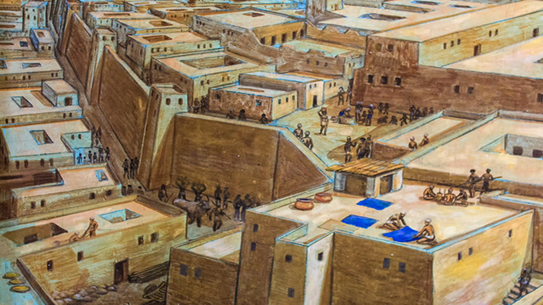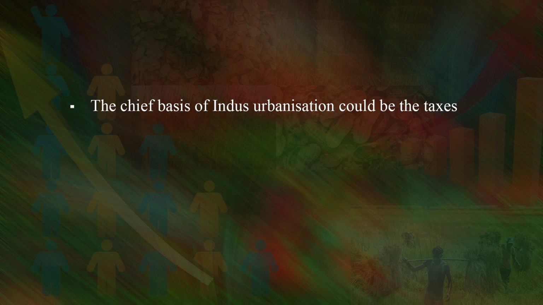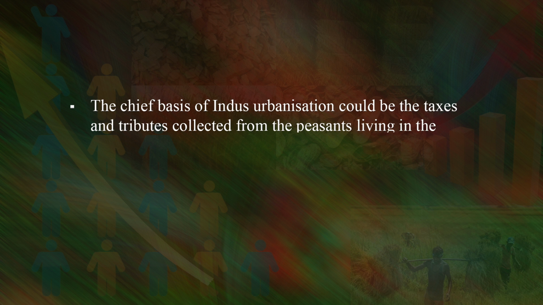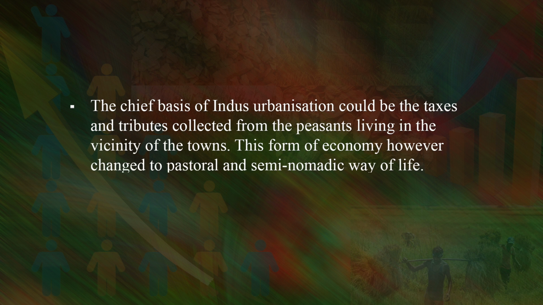This is testified by the existence of granaries at various Indus towns. Potters made earthenwares and metal workers manufactured articles of copper and bronze. The chief basis of Indus urbanization could be the taxes and tributes collected from the peasants living in the vicinity of the towns. So, this form of economy however changed to pastoral and semi-nomadic way of life.